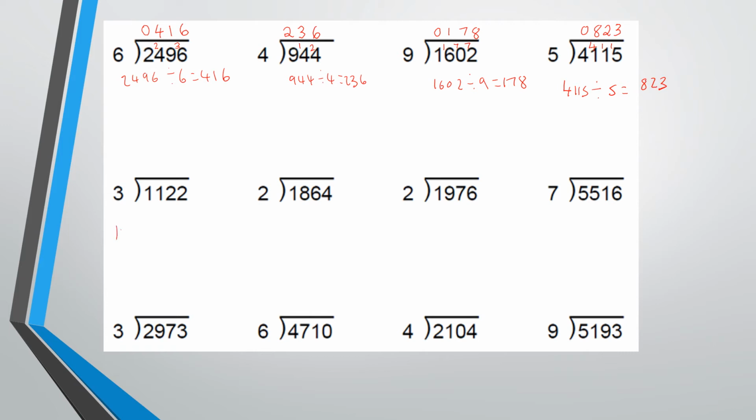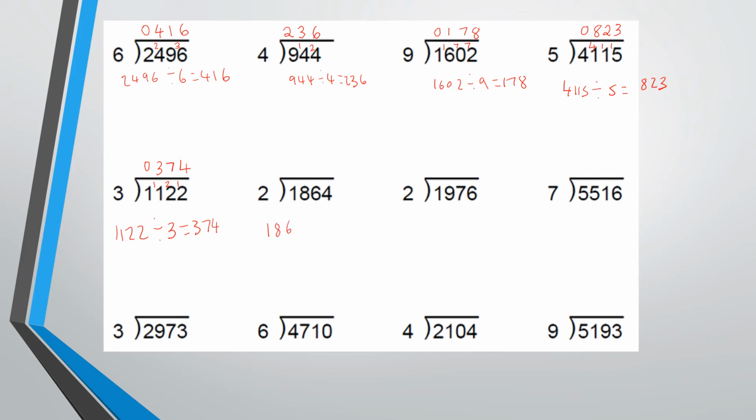Next one, so we're looking at 1122 divided by 3. So 3 won't go into 1. 3 will go into 11 3 times with 2 left. We're doing 3 into 22, which is going to be 7 with 1 left over, and 3 into 12 is 4.